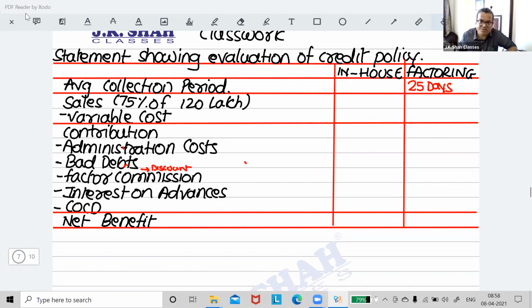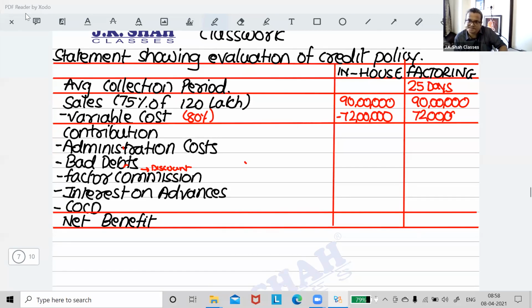First, let us solve. So the sales is anyways going to be how much? 90 lakh only. Correct, people? Sales anyways is going to be 90 lakh. Variable cost is what percent? The variable cost is 80%. What about the 72 lakh? Correct? Okay. So the contribution is going to be 18 lakh.